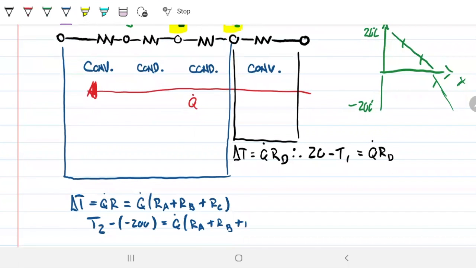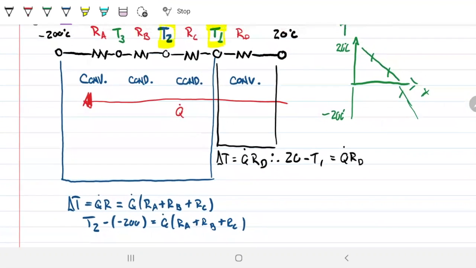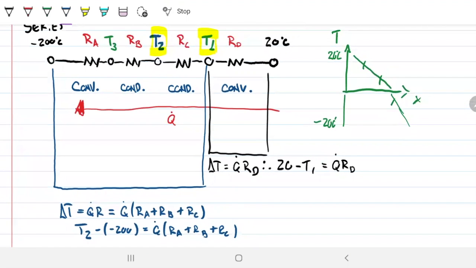plus RB plus RC. So what we're going to do to solve this question is we're going to first find all the resistances. When we have all the resistances, we're going to find an equivalent resistance that is the equivalent for all the four of them. When we have that, we're going to find what is the Q that is going through all these resistances, because they're all in series. And then finally, we're going to use that Q to find the delta T that we're looking for and find the temperature we're looking for. All right, so let's get to work.